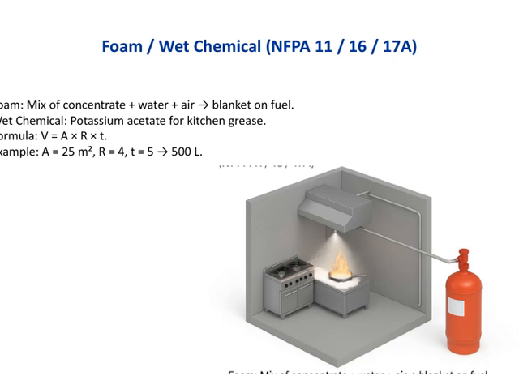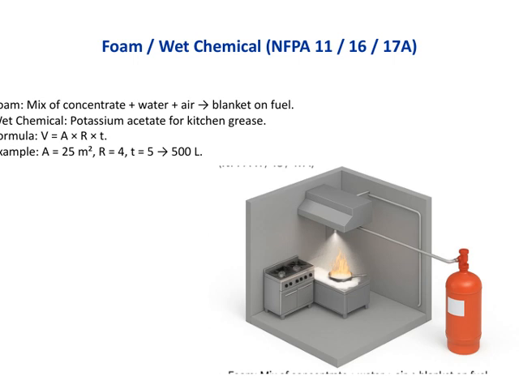Now, a quick look at the formula for calculating the volume of foam needed. V equals A times R times T. V is the volume, A is the area to be covered, R is the rate at which the foam should be applied, and T is the time. For example, if we have an area of 25 square meters, a rate of 4 liters per square meter, and a spray time of 5 seconds, that means we need about 500 liters of foam.